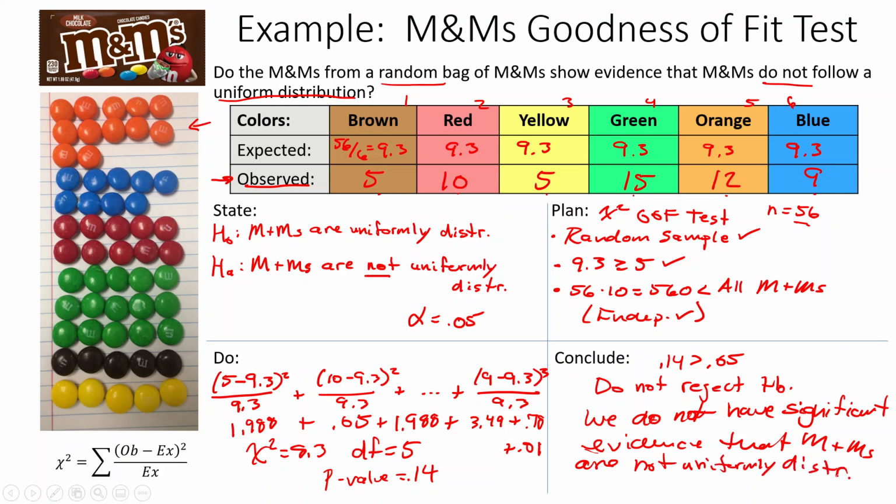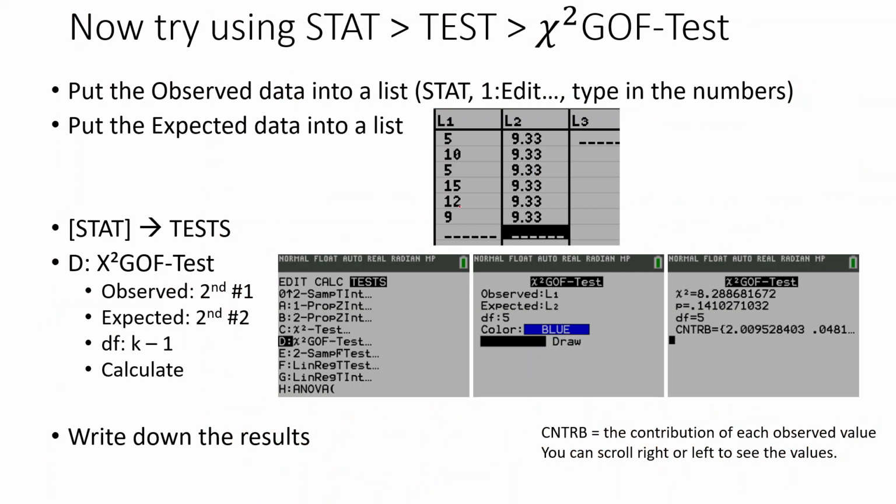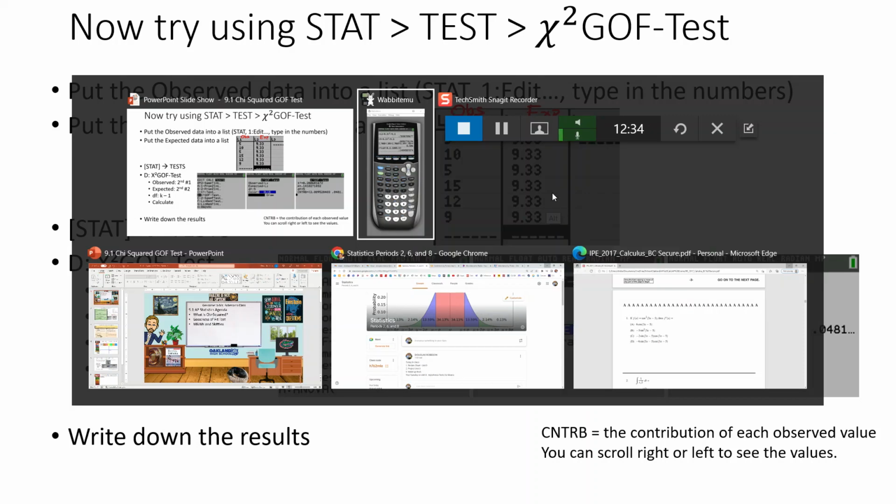All right, now I bet you're thinking, that took a long time. Is there a shorter way we could do that? There is a shorter way we could do that. So let's take a look at the shorter way. The much faster way is to put your data into lists. So here's our observed data. Here's our expected values. All right, let me show you how to do that.